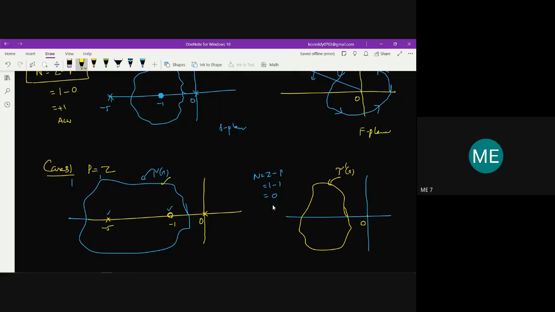So this is the principle of arguments, and how we can explain it for the different conditions: P greater than Z, P less than Z, and P equal to Z.